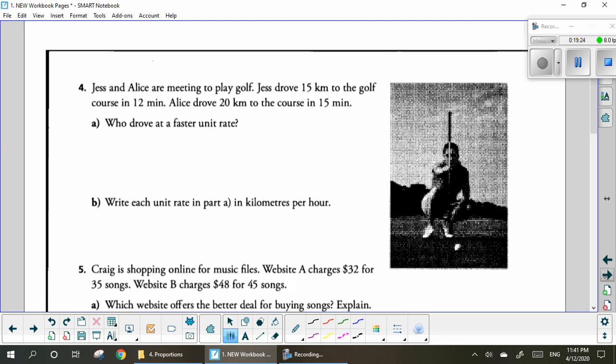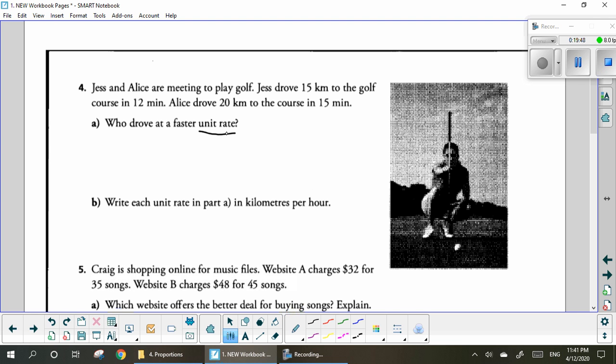So in order for us to compare these two people, Jess and Alice, we can compare them with the information that's given to us. One is going 15 kilometers in 12 minutes, the other one 20 kilometers in 15 minutes. We have to find a unit rate. So in this case, we're going to find out how much they both cover in 1 minute. And then we're going to see which one's faster.